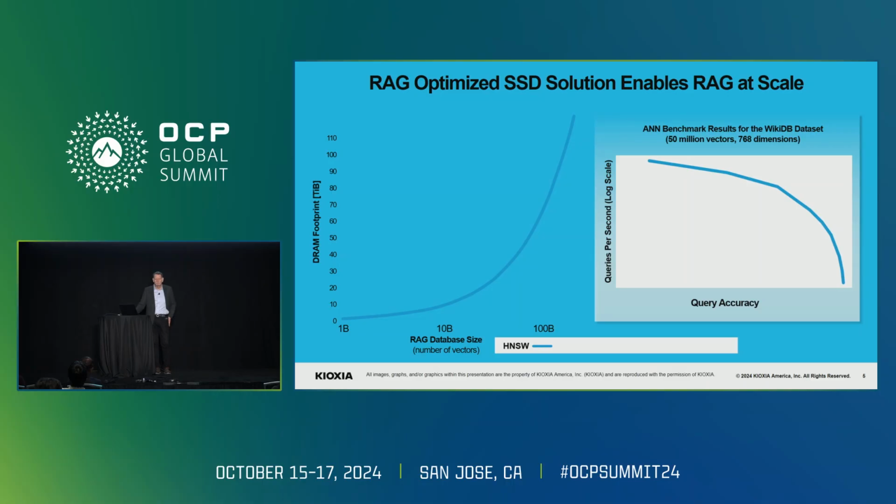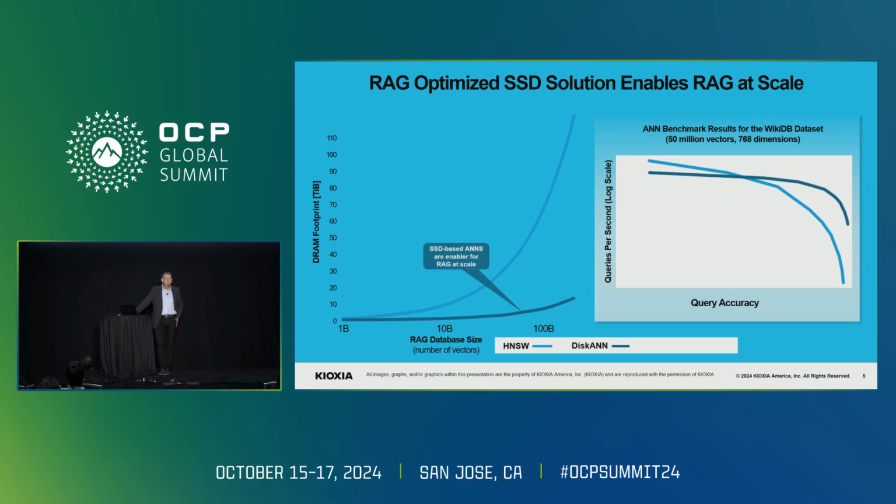On the right-hand side is a graph of query accuracy as opposed to the number of queries per second. And as you move to the right on that graph, you're increasing the accuracy, but that's at a computational cost that reduces the number of queries that you can perform per second. Okay? Once again, this is the baseline of HNSW all-in-RAM vector database solutions for retrieval augmented generation.